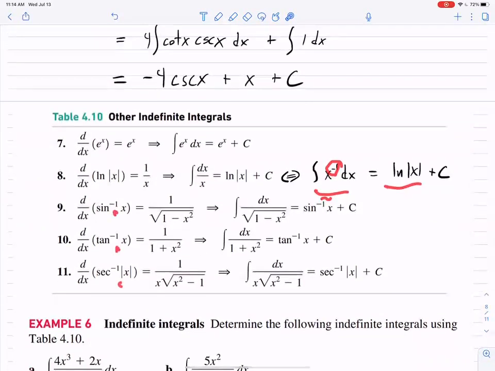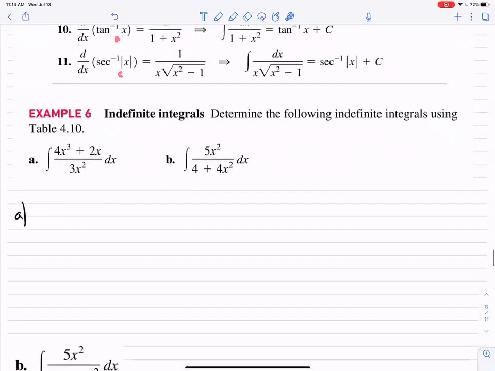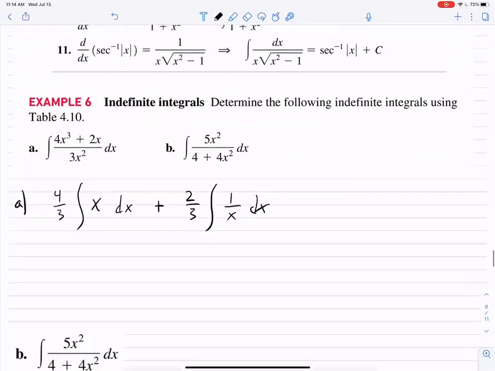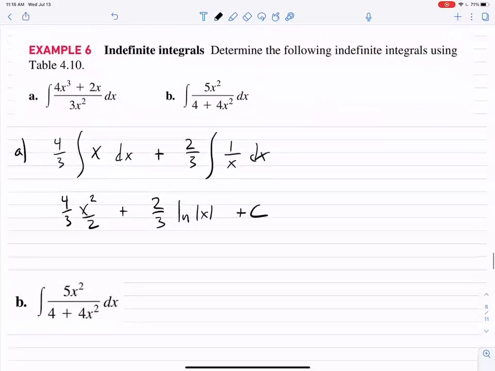And then we know sine inverse, tan inverse, and secant inverse as well. And so let's use these guys. And so this one, breaking it up, this will be 4/3 integral x cubed over x squared, which is just x dx, plus 2/3 integral of 1 over x dx. And so then this becomes 4/3 x squared over 2, plus this becomes 2/3 and then ln absolute value of x plus c. And so that's that one.